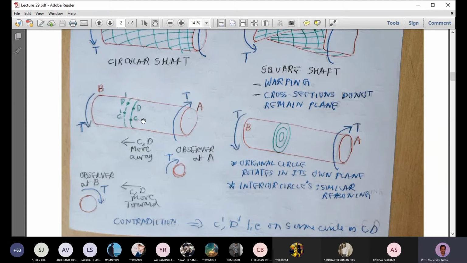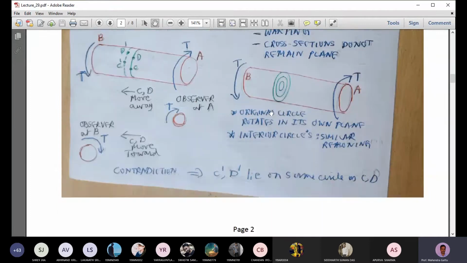Okay, so we can apply the same reasoning to interior circles. So we can identify interior circles. There are two interior circles shown here, and the same reasoning is applied. You can identify two points on the interior circle, and when you apply the rotation or the twisting moment, the points simply move on the circle itself. They don't move out of plane. They move within the plane, and they just rotate. So the entire circle rotates by a certain angle. So the original circle rotates in its own plane, and the interior circle also will follow the same pattern. They will rotate in their own plane.